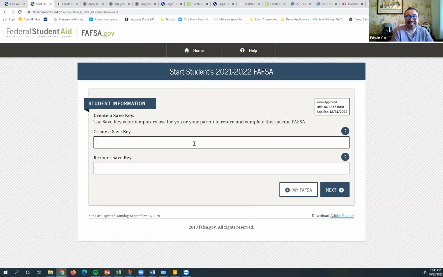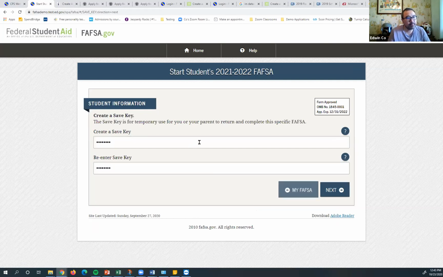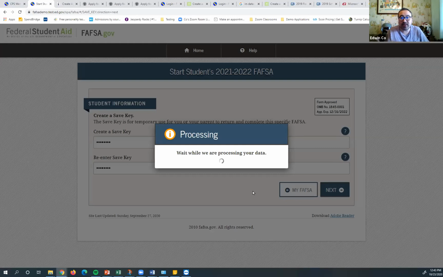They're going to ask you to create a save key. So this is the password for this version of the form. After you submit it, they'll ask you to create another save key. So just use a password that you use pretty often. And make sure you write it down too, because oftentimes if you forget to write it down and you have to reset your password, they'll delete this version of it. Since you haven't submitted an application yet, they're going to basically start you over from the beginning.